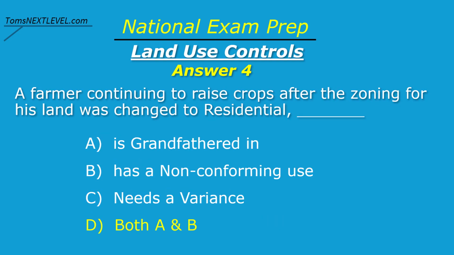Answer to number 4 is D. Both A and B are true. Farmer had the zoning changed around him. His land went from agricultural to residential. So letter A is true. He is grandfathered in. He can continue to farm. But that has created, letter B, a non-conforming use. Good term to remember for the exam, a non-conforming use. Variance in this situation would not apply. So both A and B are true.